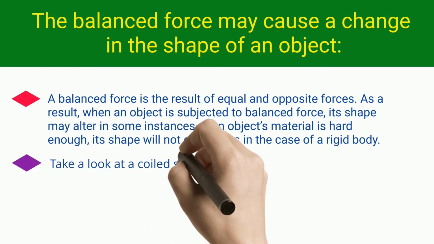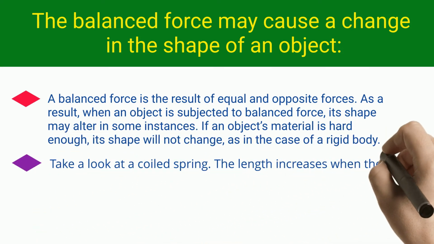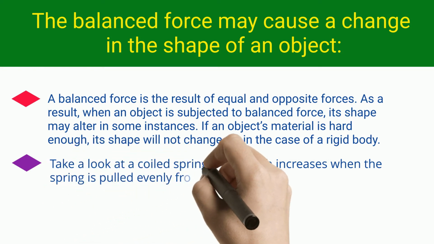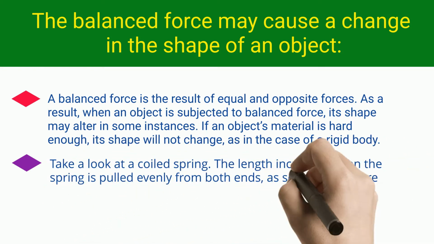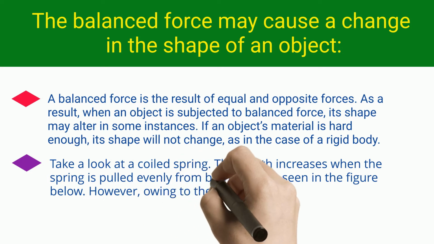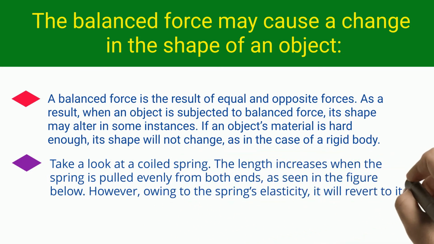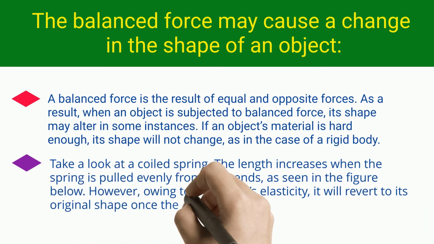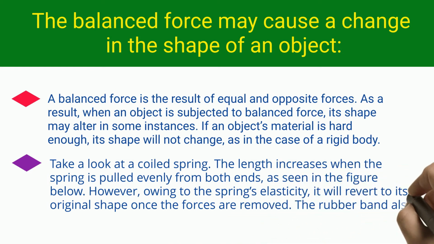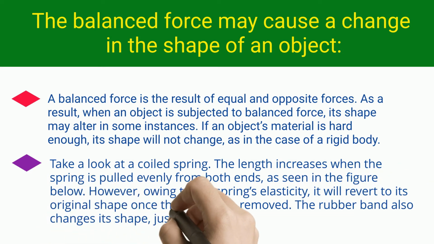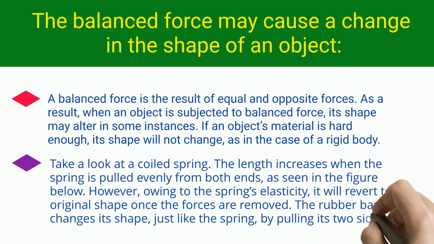Take a look at a coiled spring. The length increases when the spring is pulled evenly from both ends, as seen in the figure below. However, owing to the spring's elasticity, it will revert to its original shape once the forces are removed. The rubber band also changes its shape, just like the spring, by pulling its two sides.